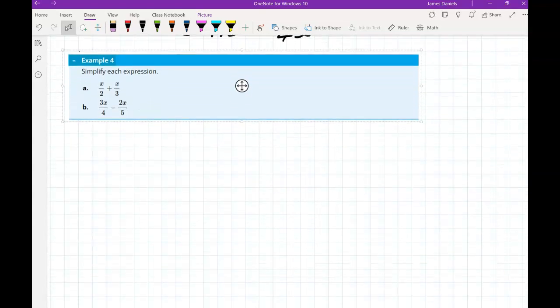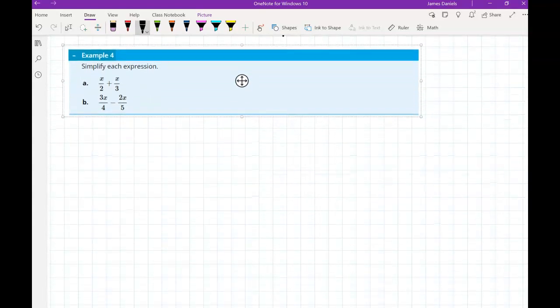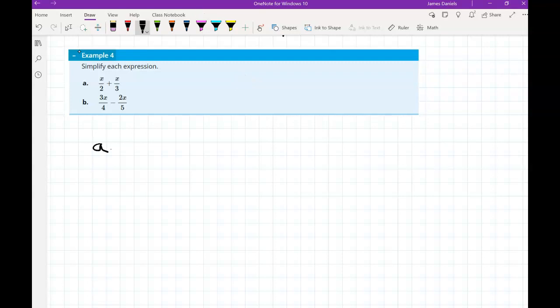Example 4. Example 4 has fractions. Now, the moment I see a fraction and add and subtract, I know that I need a common denominator. So I'll write this question A out here. And I have x over 2 plus x over 3. Now I cannot add and subtract until I have a common denominator. The denominator is the one on the bottom. They have to be the same to add and subtract.